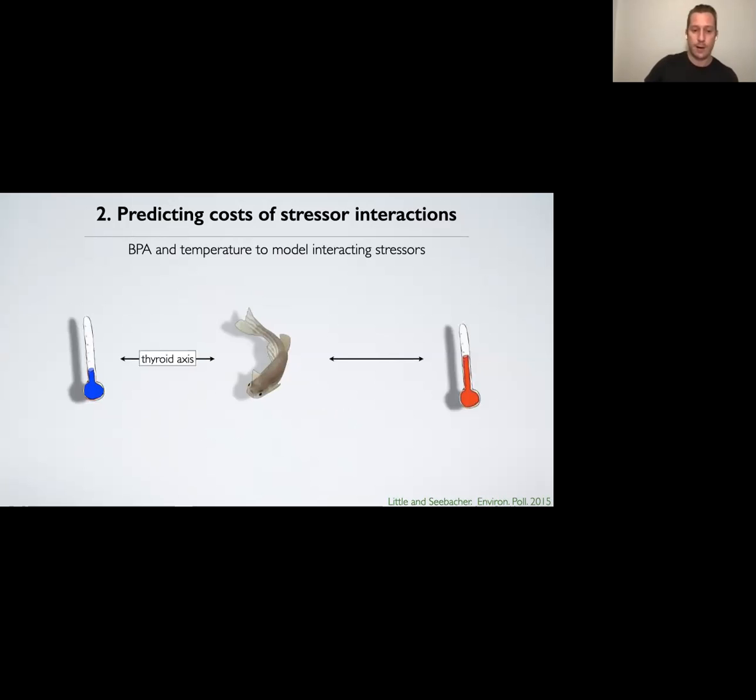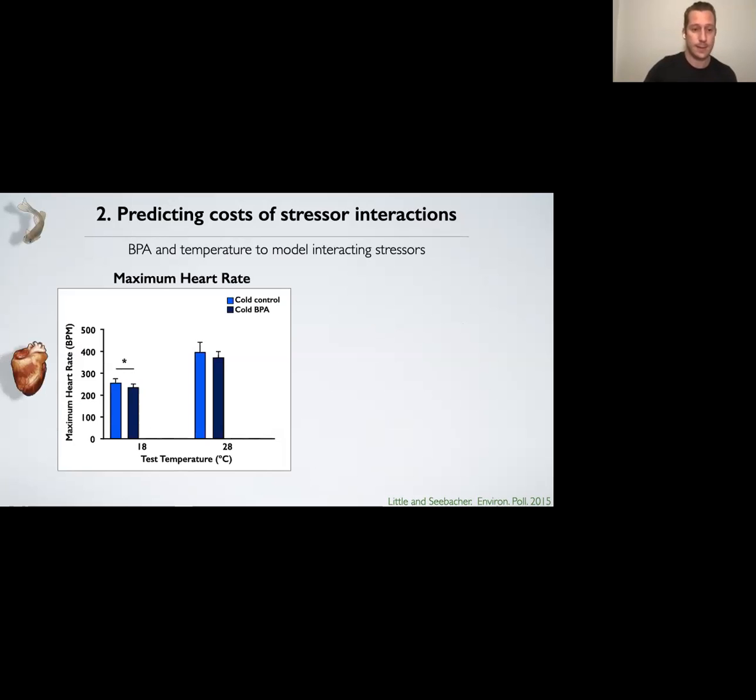So this presents an interesting bottom-up angle that we can take to start predicting stressor interactions. Because we know the thyroid axis plays an important role in cold acclimation, it should follow that the toxicity of BPA is temperature specific, so that it's presumably more toxic in cold acclimated fish. This is what I predicted for the last chapter of my PhD thesis. And just for time's sake, I'm going to show you a couple of figures here, now focusing on cardiovascular physiology.